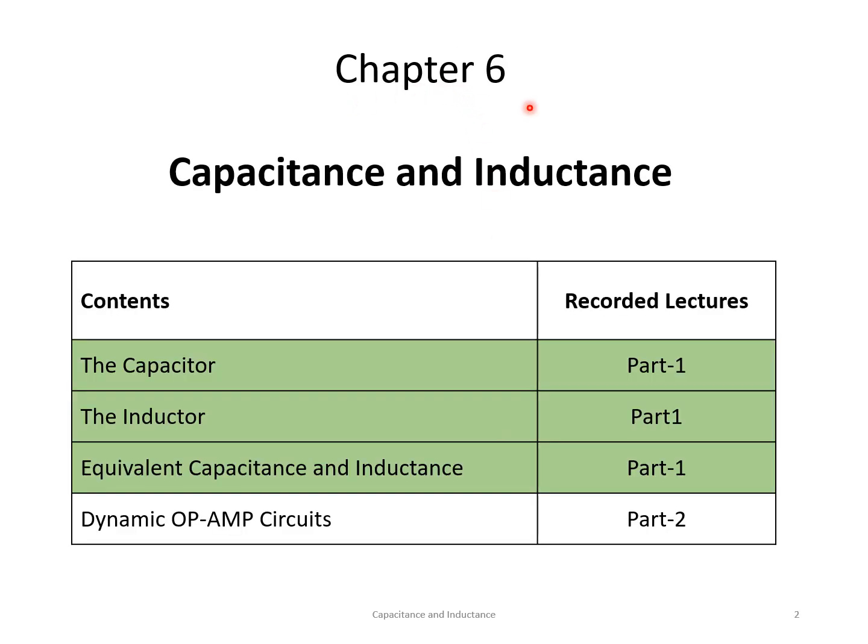In this lecture, we'll discuss chapter 6, which is on capacitance and inductance. In part 1, we'll discuss three things: capacitor, inductor, and IV characteristics of capacitor and inductor along with the waveforms. And at the end of this part 1, we'll discuss equivalent capacitance and inductance. In part 2, we'll discuss dynamic operational amplifier circuits, meaning operational amplifier circuits which use capacitors and inductors.